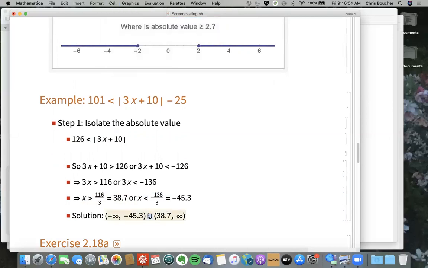Remember how you put 2 intervals together using that union symbol as the interval from negative infinity to negative 45.3 unioned with the interval from 38.7 to infinity. And this is good practice. I mean, if you leave your solution like this, I would say you're 95+% of the way there, but it's nice to just clean it up a little bit.